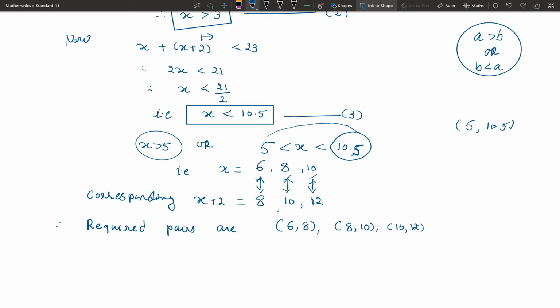So these are the three required pairs of two consecutive even positive integers, both of which you can verify are larger than 5, and the sum, if you take 10 plus 12, is 22. So in each pair, their sum is less than 23. Next we discuss the next one, solution 4.